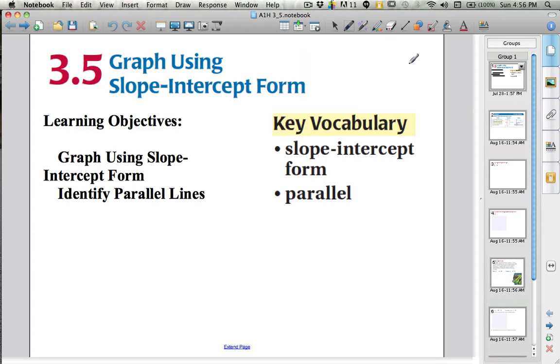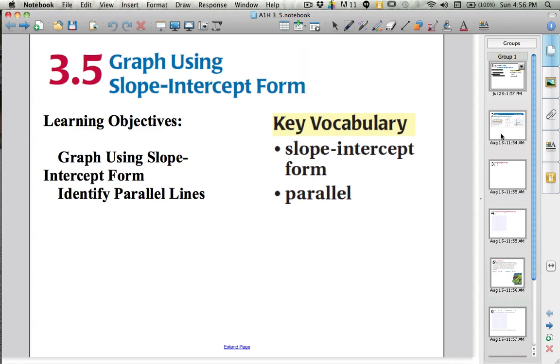In section 3.5, we're going to look at yet another way to graph, and we're going to be graphing using slope-intercept form. So we're going to want to work with graphing using slope-intercept form and also be able to identify parallel lines in this section. And your vocabulary is going to be slope-intercept form and parallel.